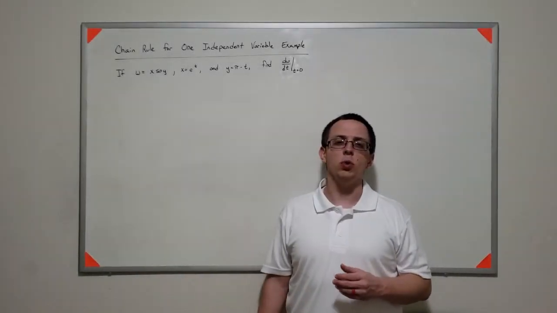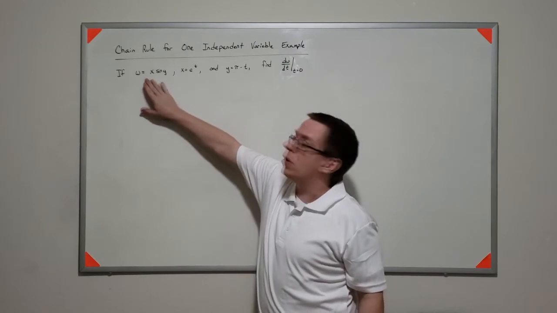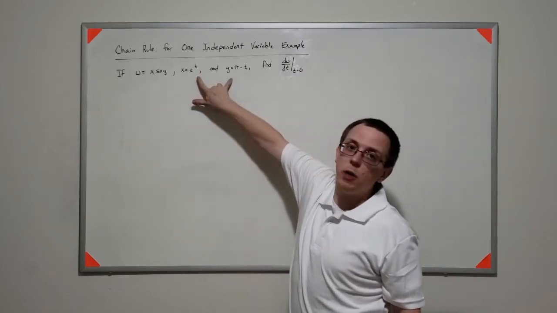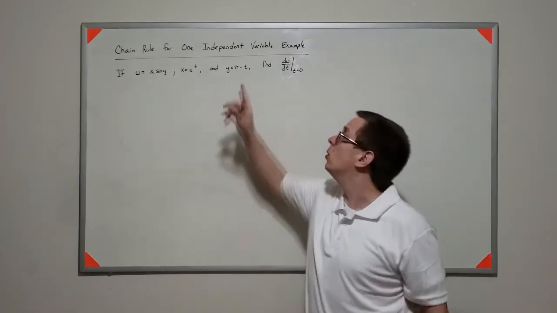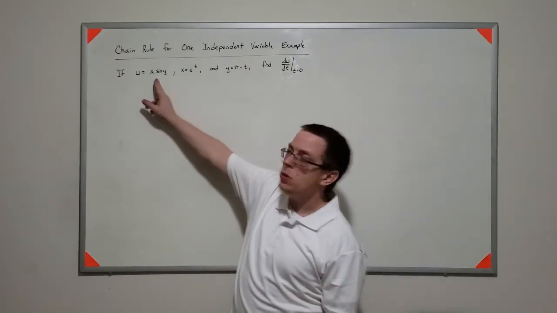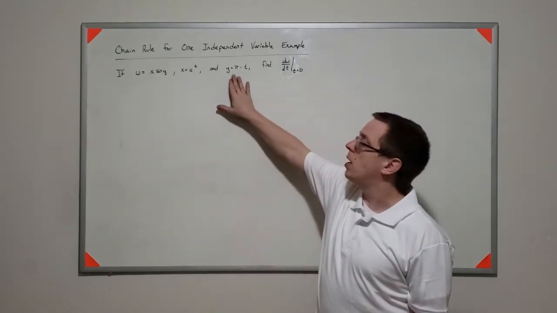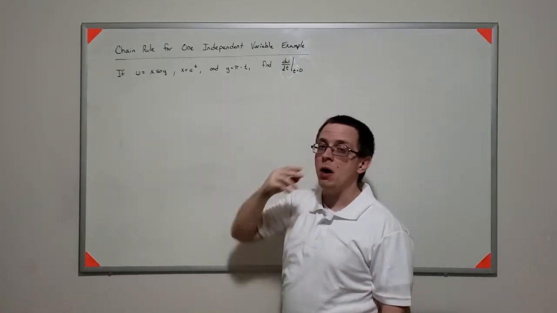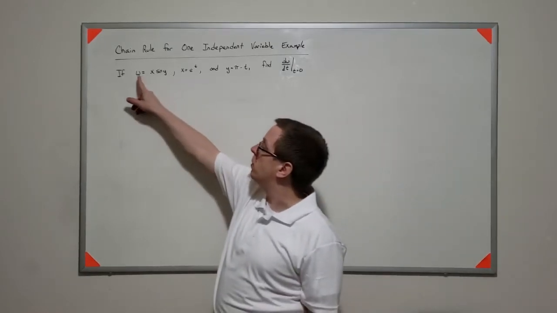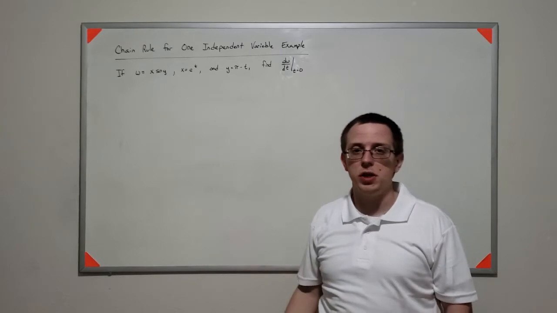Let's use the chain rule to solve for a derivative of some function of multiple variables when those variables are parameterized by a single independent variable. So I'm given w equals x sine of y, x is e to the t, and y is pi minus t. And what I want to find is this derivative of w with respect to t at the point t equals 0.